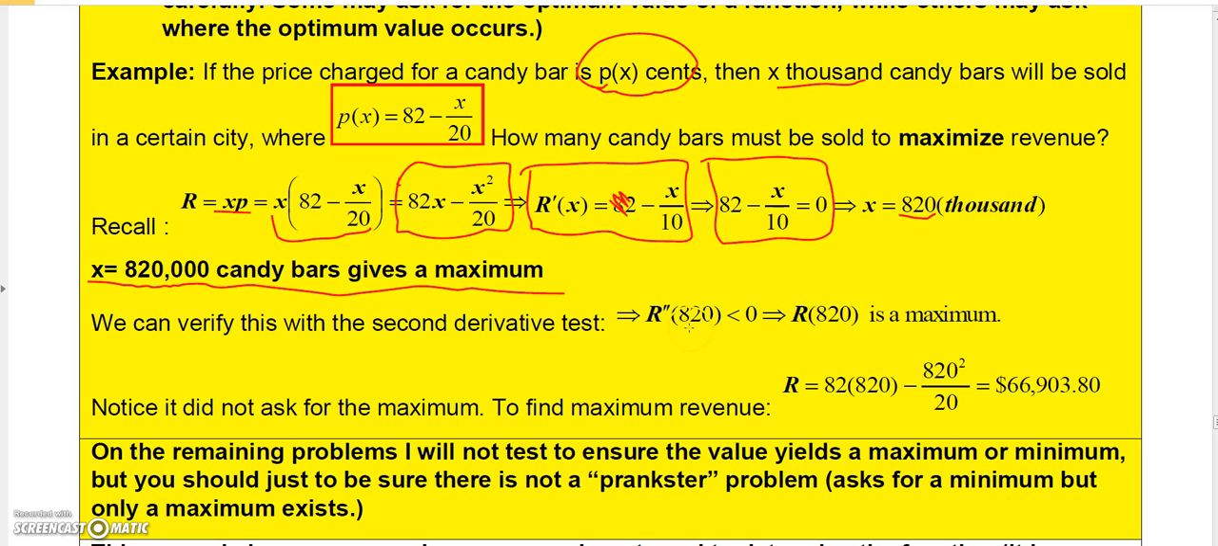So the second derivative would actually be negative. The second derivative would be negative no matter what I plug in, so obviously it's going to be negative when I plug 820 in. Therefore, since it's negative, I know that the revenue at 820 is actually a maximum.